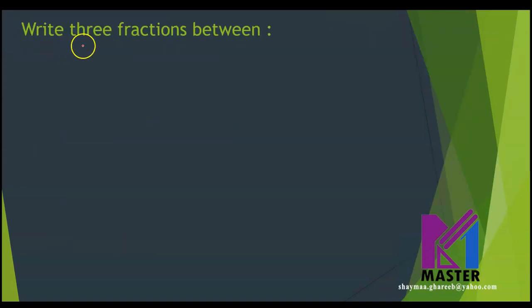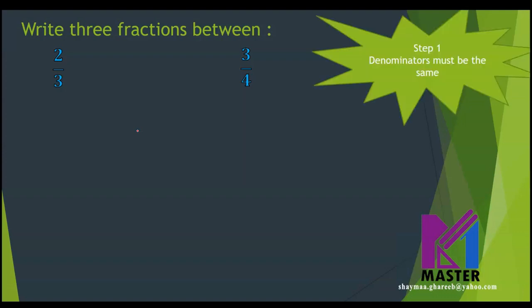In this question, write 3 fractions in between these two fractions, 2 over 3 and 3 over 4. So we said step number 1, I have to make sure that denominators are the same. So I have 3 and 4. So I need to change these denominators by thinking of an equivalent fraction. So I need a common multiple, or the least common multiple between the 3 and the 4. The least common multiple between 3 and 4 is number 12. So I will change both denominators to be number 12.